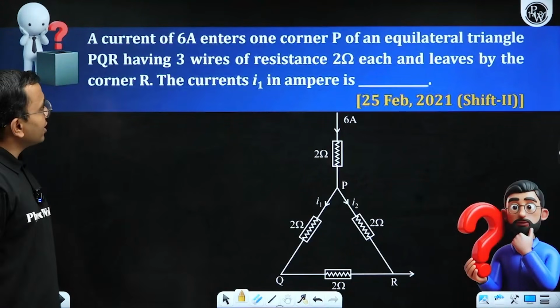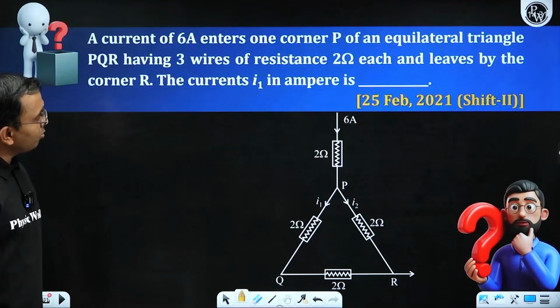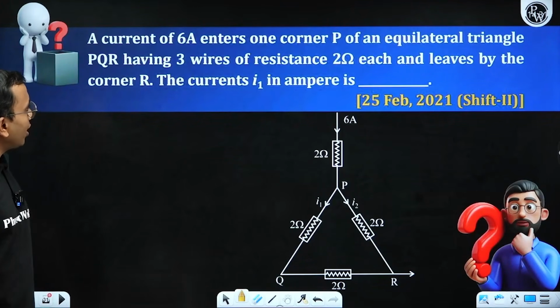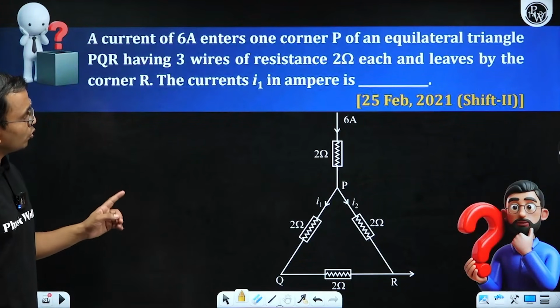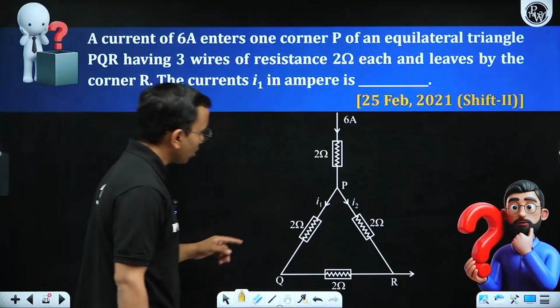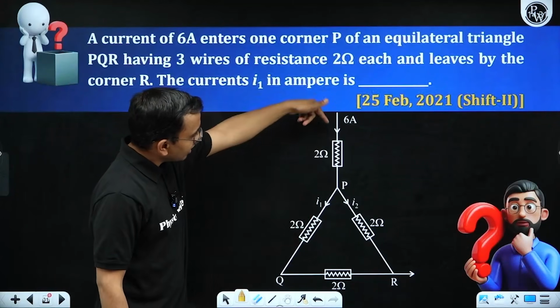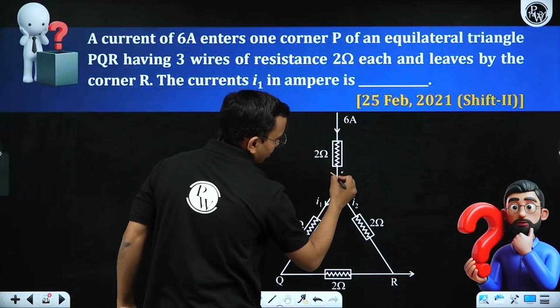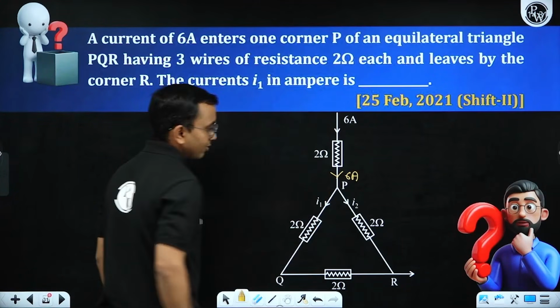A current of 6 ampere enters at one corner P of an equilateral triangle PQR having 3 wires of resistance 2 ohm each, and leaves by corner R. The current I1 in ampere is? What is I1 here? You see, 6 ampere is coming. Here how much will come? 6 ampere only. Till here 6 will come.